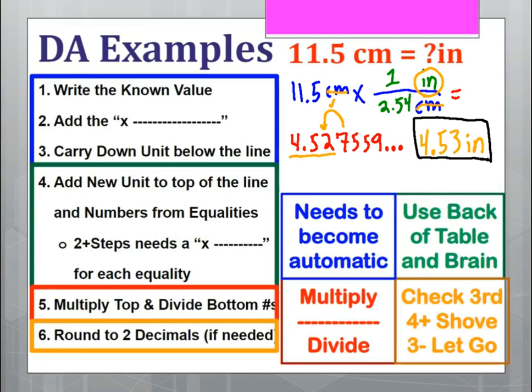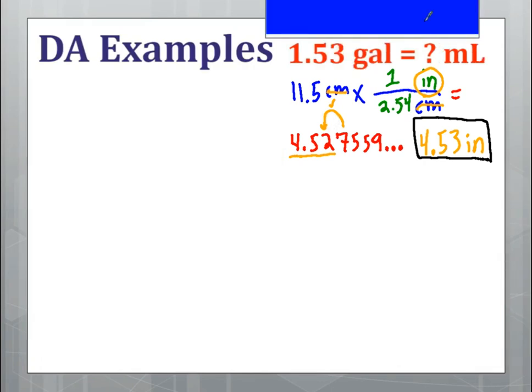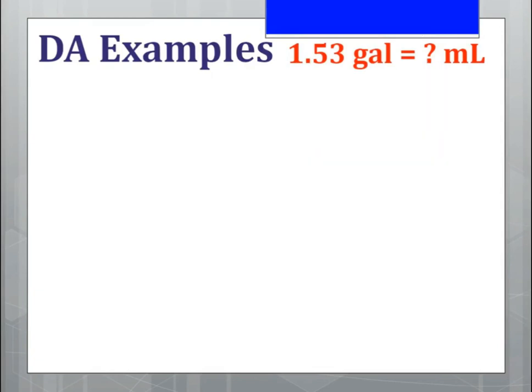Good luck. So now I'm going to go to 2 or more steps. Like we did before, the first thing we are going to do is take whatever our known is, whatever the problem gives us, and write it down. We're going to times line, and bring the unit down right away. Now, we are going to change this unit to something else to get to milliliters.